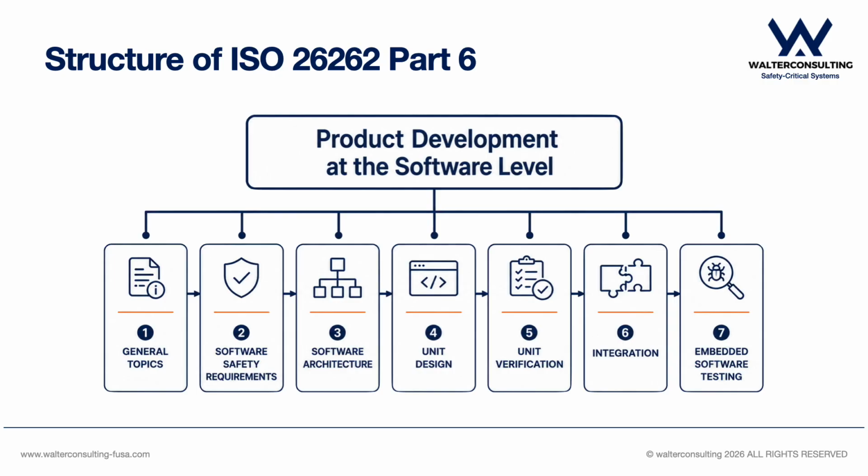Part 6 consists of 7 major activities. It begins with general principles for software development. Software safety requirements are then specified. The software architecture is created. Software units are designed and implemented. Individual units are verified. The software is integrated. And finally, the embedded software is tested. Together, these activities create a structured development lifecycle for safety-related software. Let's begin with the foundation of software development.